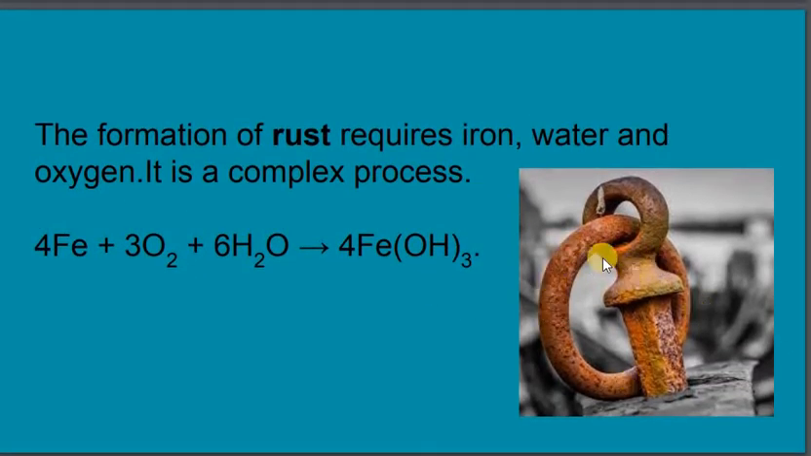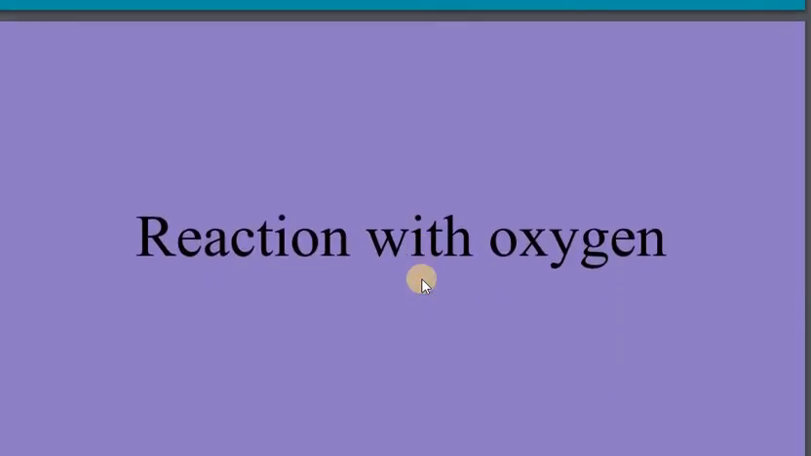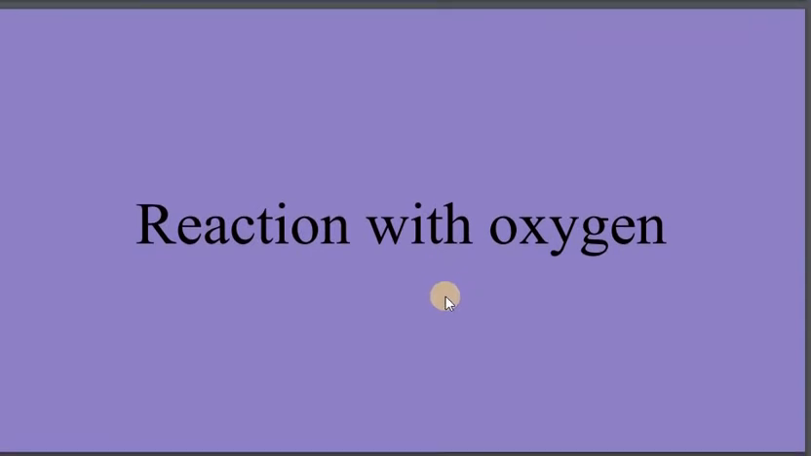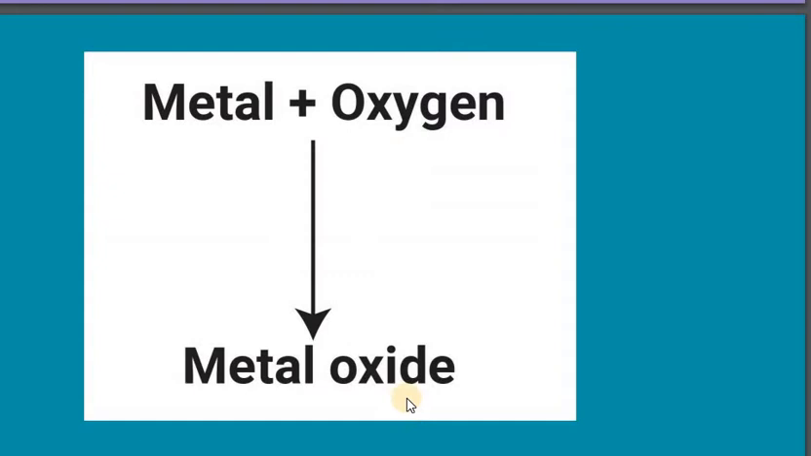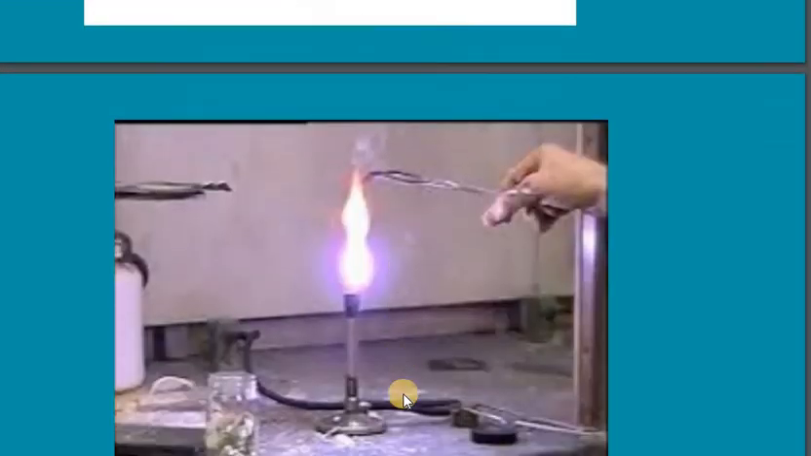Similarly, rust is formed on iron when it is exposed to moist air. So this is ferrous hydroxide. Now we'll see a reaction with oxygen. Metals react with oxygen to form metal oxide.